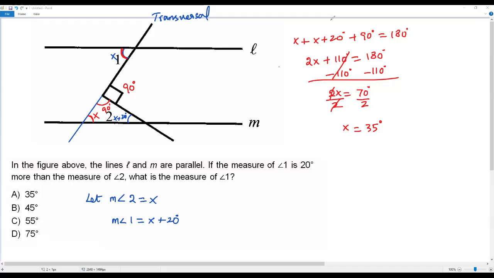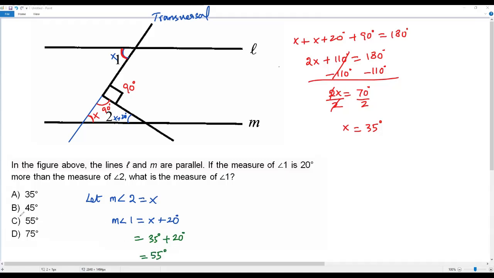Okay, now I got the value of x, but my aim is to get the angle measure of 1. According to the question, we have to find the measure of angle 1. Already we have written an expression for the measure of angle 1, that is x plus 20 degrees. Now for this x, I know the value, it's 35. We can plug in 35 for this x over here. That is 35 degrees plus 20 degrees. When I add them, I am getting 55 degrees. So the measure of angle 1 is 55 degrees.